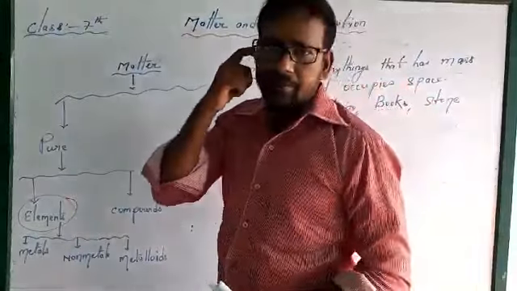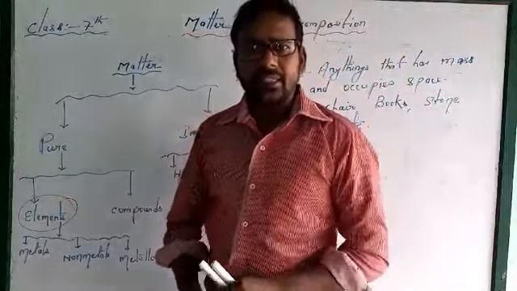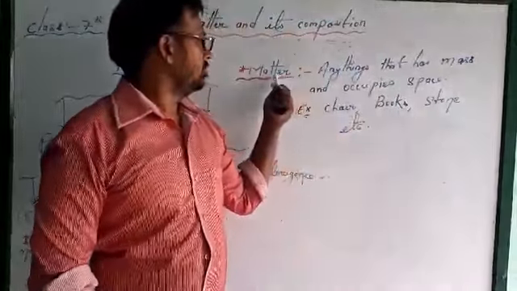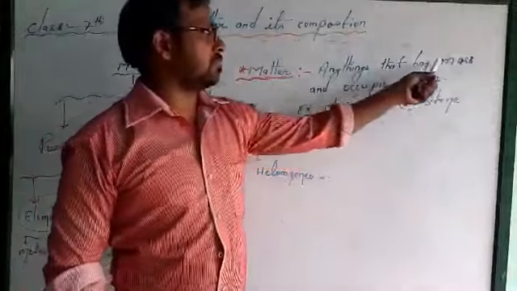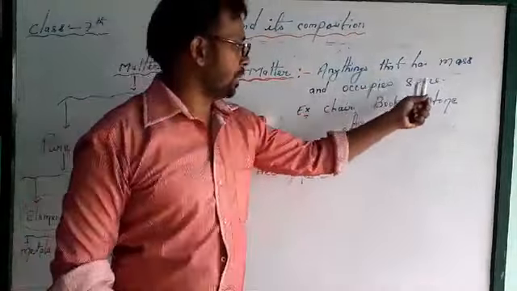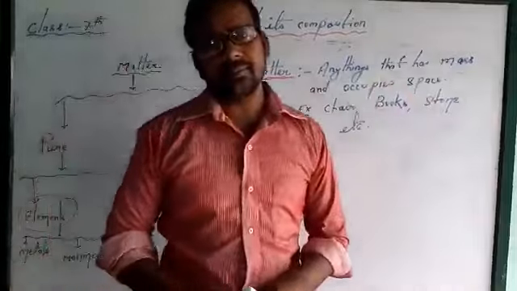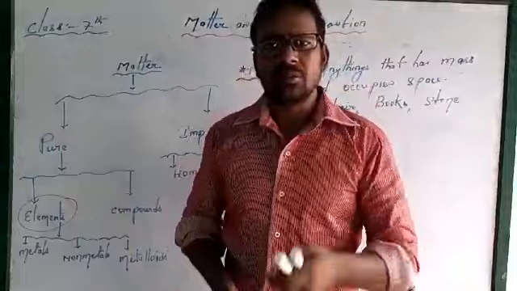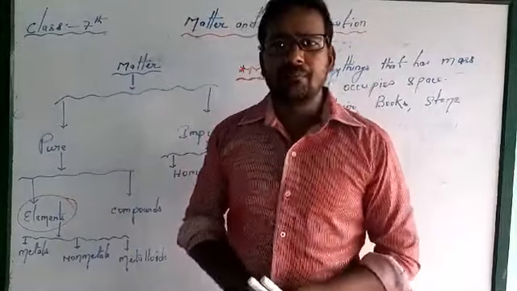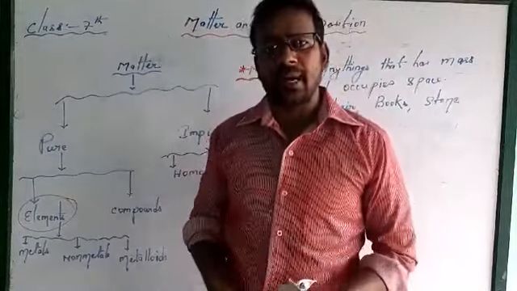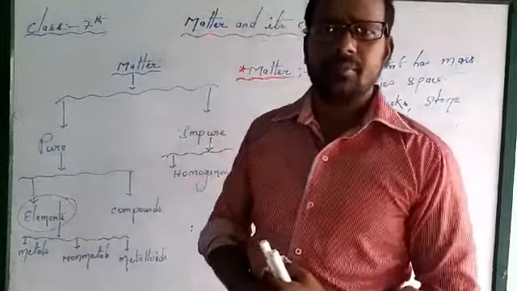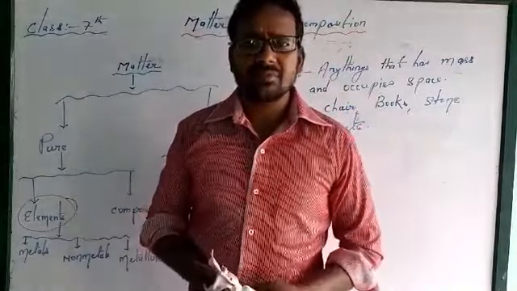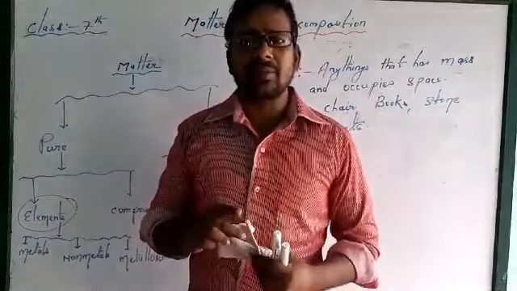So we have discussed what is matter: anything that has mass and occupies space. Here I have written, anything that has mass and occupies space is called matter. Examples you can give by yourself: chair, book, pen, your copy, pencil, all these are matter. Even your body is also matter because your body has mass and occupies space. Air is also matter because it has mass.